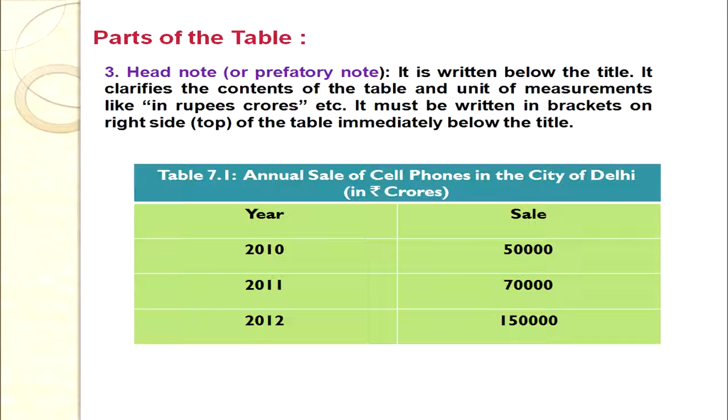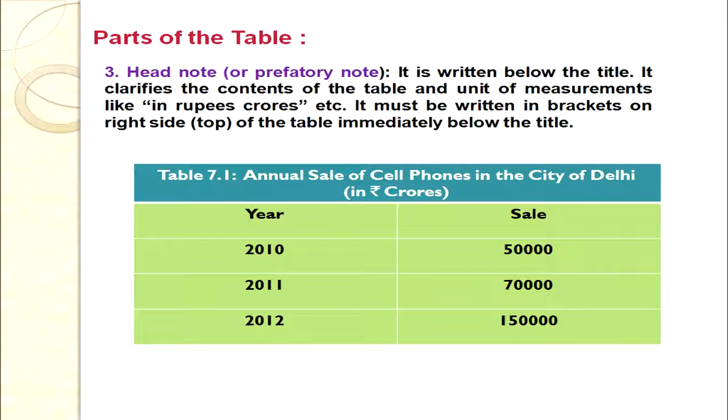Now, what is the purpose of writing a head note? As we can see, it clarifies the content of the table and gives units of measurement. Like in this example, we have written in rupees crores. So, it must be written in brackets on the right hand side at the top of the table, immediately below the title. So, we have to learn how to write the head note also.